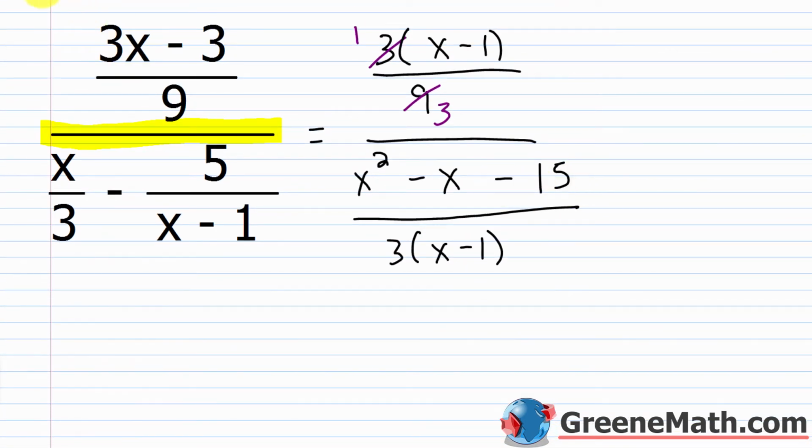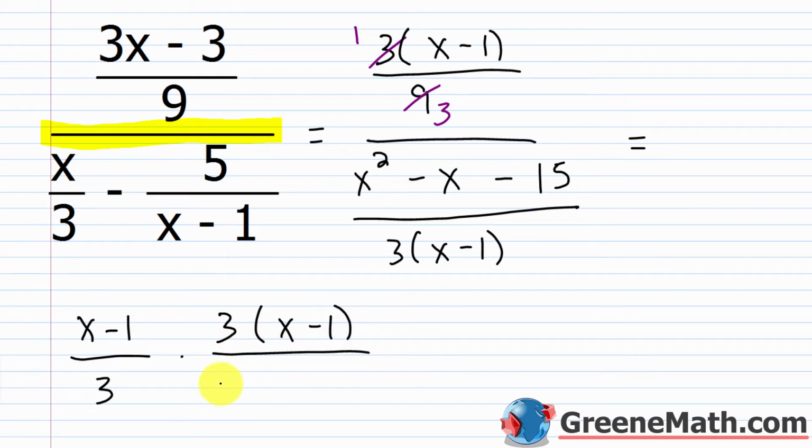And now I'm going to go ahead and set up my multiplication. So I have the numerator, or the top part, as x minus 1, that quantity, over 3. And then I have my denominator down here, which I'm going to flip, right? I'm going to take the top part and multiply it by the reciprocal of the bottom part. So we would have 3 times the quantity x minus 1 on the top over x squared minus x minus 15 on the bottom. So is there anything I can cancel before I do the multiplication?